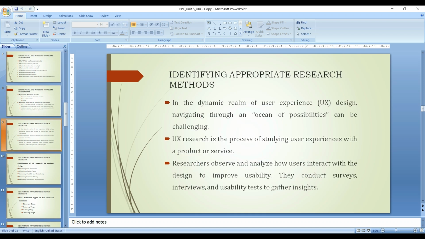Next, identifying appropriate research methods. What are all the research methods available, and how do we identify them? That's what I have given here. In the dynamic realm of user experience, navigating through an ocean of possibilities can be very challenging. Nowadays, making an advertisement is not an easy thing, right?